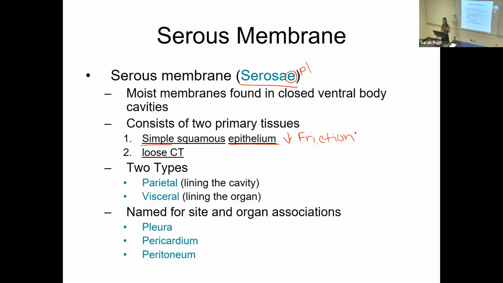And then there's also a loose connective tissue under that. And again, it's typically something like areolar. Right, it has those white blood cells in it.